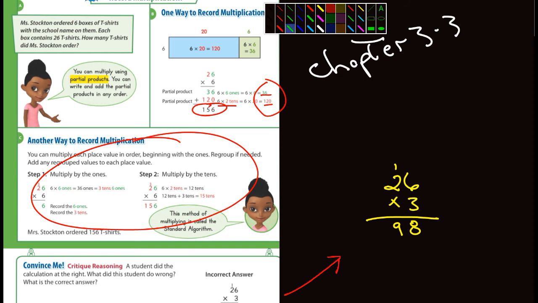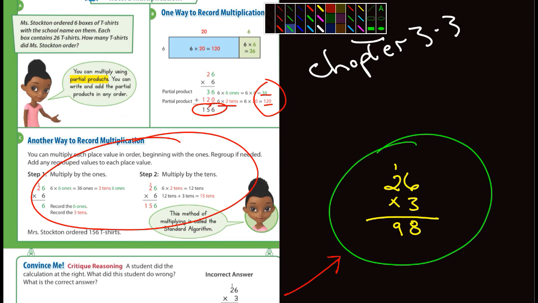So let's look at the convince me. It says a student did the calculation to the right. This is what I'm talking about here. Actually, I kind of cut it off down below. You can't quite see it, so that's why I pulled it over here. And what did the student do wrong, and what is the correct answer? So somebody multiplied 26 by 3, and they've got 98, and this is exactly what they've got there. What did they do wrong there?